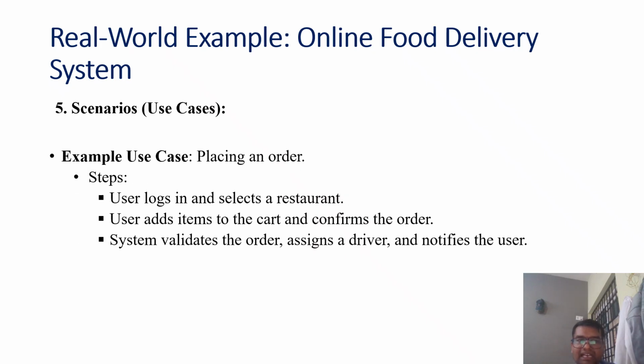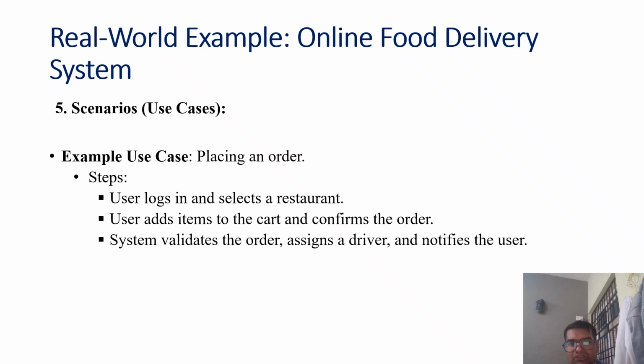Next, the last one is the scenarios, which consider the use case. The description of an architecture is illustrated using a small set of use cases as scenarios, which become the fifth view of the 4+1 view model. For example, we can consider the use case of placing an order. It involves steps like: the user logs in and selects a restaurant, adds items to the cart and confirms the order. Next, the system validates the order, assigns a driver, and notifies the user.